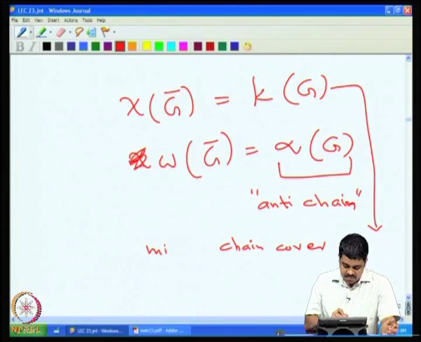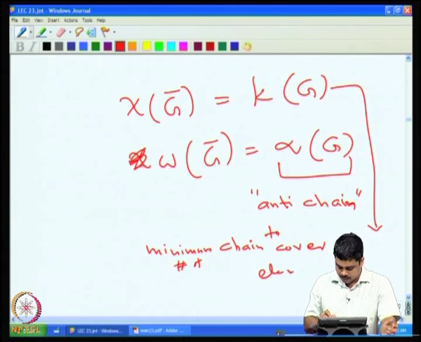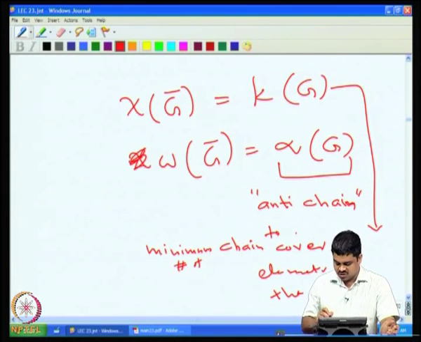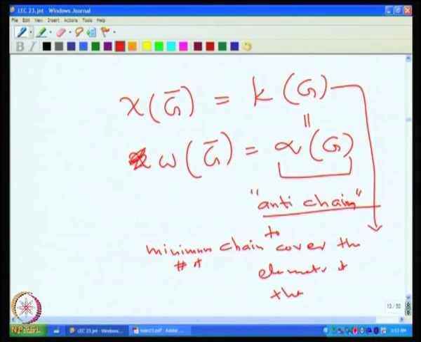We want the minimum number of chains to cover the elements of the partial order. This is exactly what Dilworth's theorem considered, the minimum number of chains to cover the elements of the partial order and the biggest anti-chain. Dilworth's theorem told us that these two things are equal, right. Essentially, therefore, chi of g bar is equal to omega of g bar. So, we are back to Dilworth's theorem when you consider the complement of the comparability graphs. There chi and omega correspond to the two parameters which Dilworth's theorem told us are equal. So, complements of comparability graphs are also perfect.